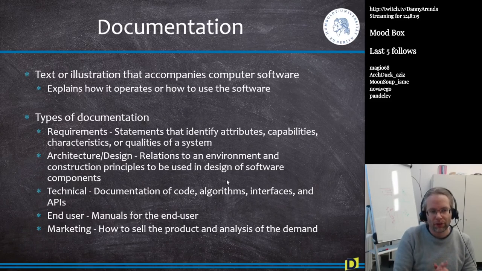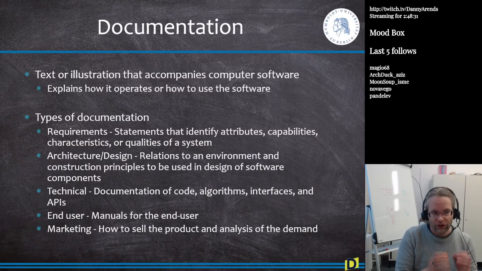All right, so documentation, because every software thing that you write has to come with some documentation. No one will understand what they need to do if there is not a README or a help file. So documentation is defined as text or illustration that accompanies computer software, and it explains how to operate or use the software. I think everyone knows this, but there are different types of documentation.